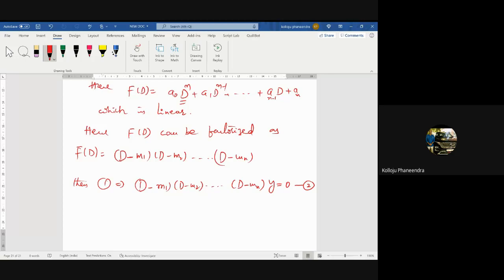Then how to solve this differential equation? First you consider one factor as something, then solve. What is the structure here? Here I'm giving a general form: D minus m into y equal to 0, instead of m1, m2, mn. If any doubts, you can raise the questions.